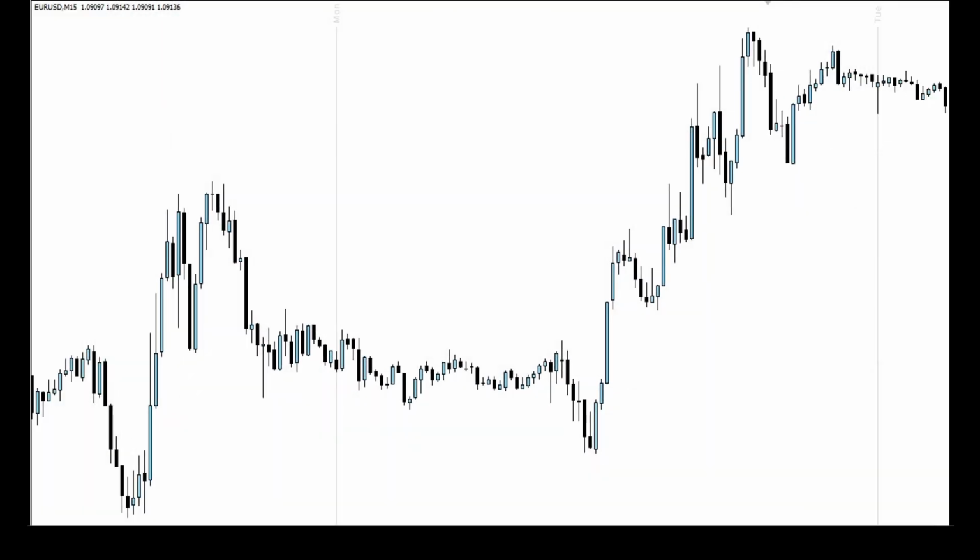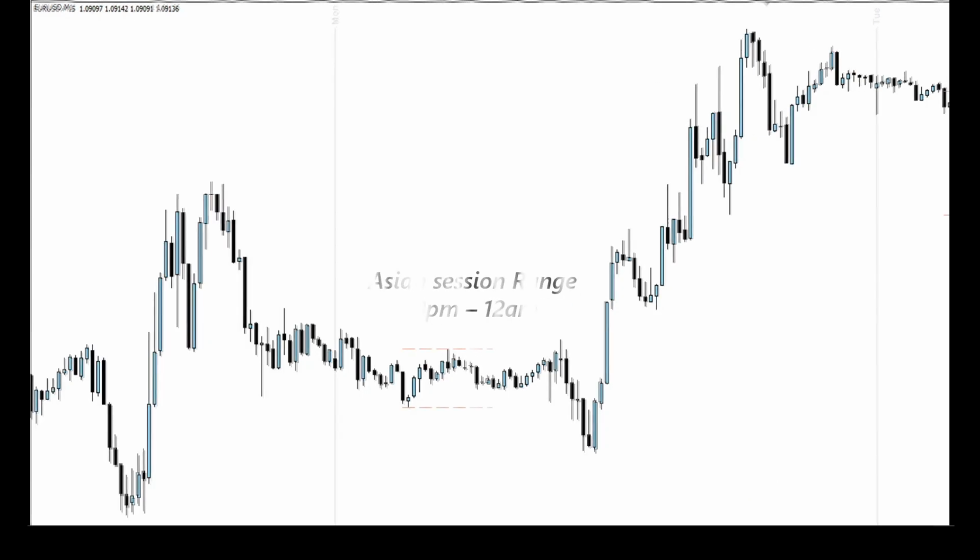Alright, now here we are on a price chart, and it's the Euro USD chart set to 15 minutes, and since we'll be using the Asian range for the standard deviation projection, we need to know when the Asian range begins and where it ends. And from the previous video, we know that the Asian session starts at 8 p.m. to 12 a.m. New York local time. Once we have that range defined, we note the low, which can be labeled as Asian range low, and the high, which can be labeled as Asian range high.